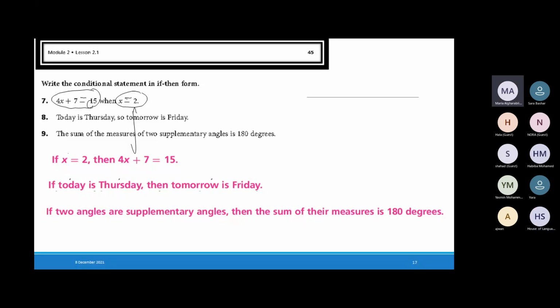Oh, okay, teacher, thank you. But if you say that the summation of angles is 180, they may be 2, or they may be 3 angles. Got it? Yes, teacher, I got it. Thank you. Okay.